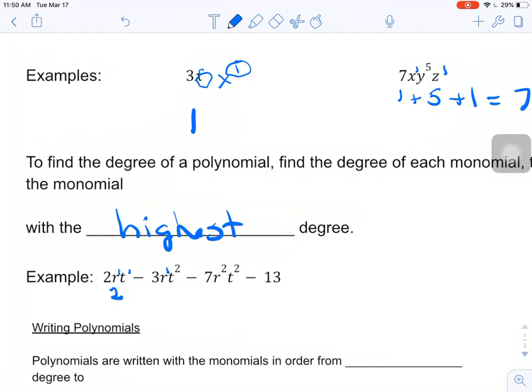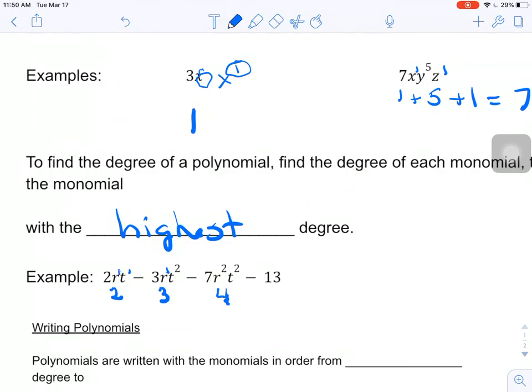R to the power of 1 and t to the power of 2, 1 plus 2 is 3, so that has a degree of 3. R to the power of 2 and t to the power of 2, 2 plus 2 is 4. And in case you are wondering if it is missing a variable, we need the variables to add up the exponents to find the degree.